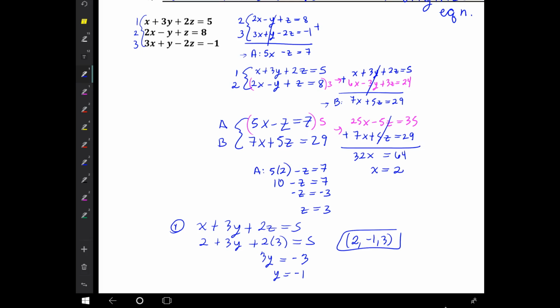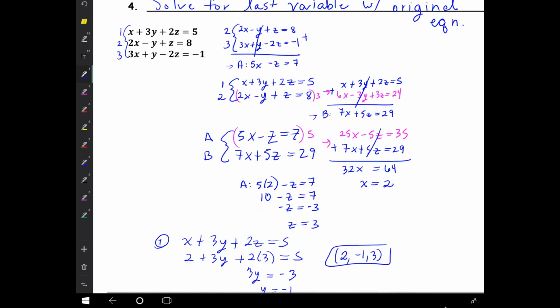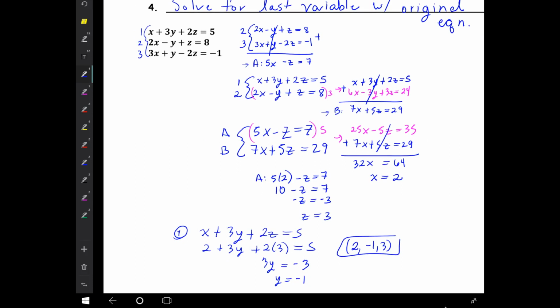So even if we just visually check, when x is 2, I would have 2 minus 3 plus 6. 2 minus 3 is negative 1 plus 6 does equal 5. 4 plus 1 plus 3 would give me 8. And 6 minus 1, which is 5, minus 6, does equal negative 1. So right there, I just kind of did a quick check in my head, and I know that it works out.